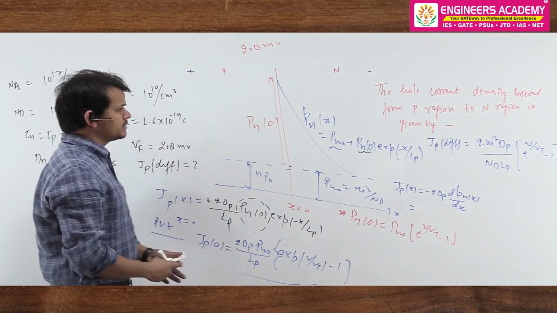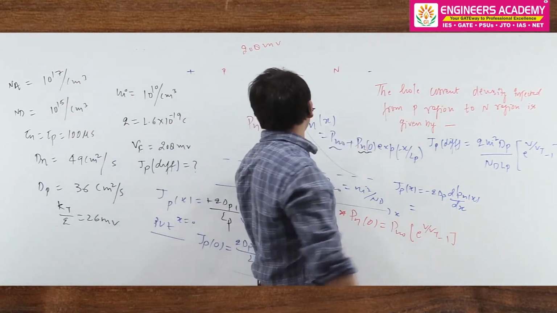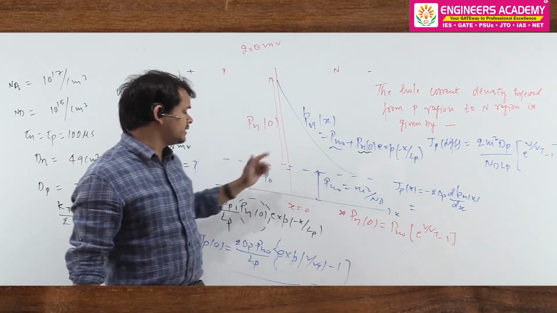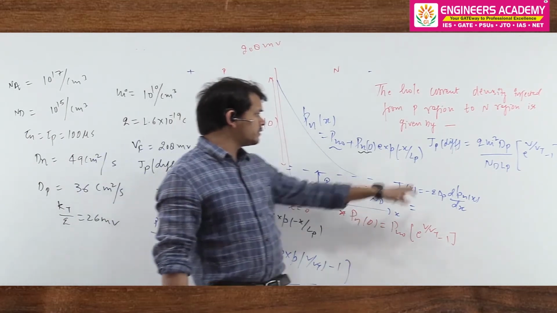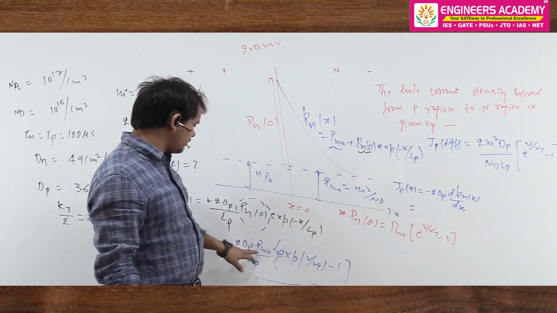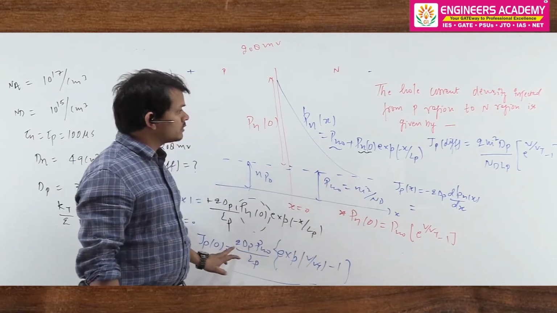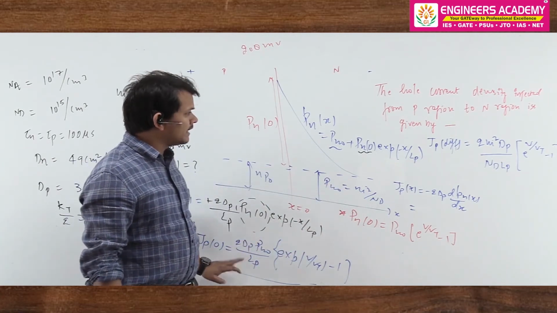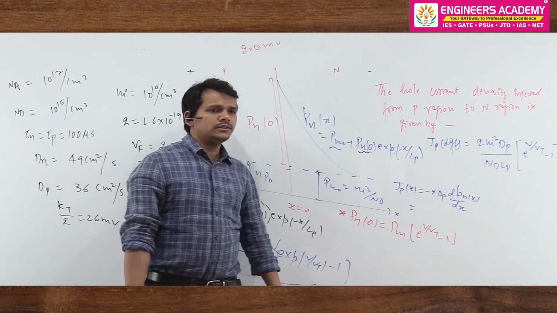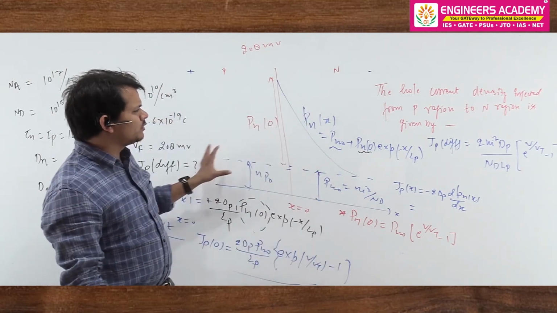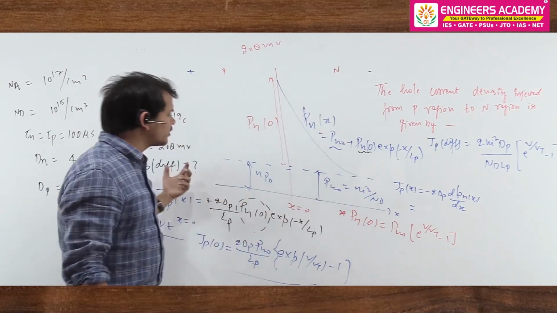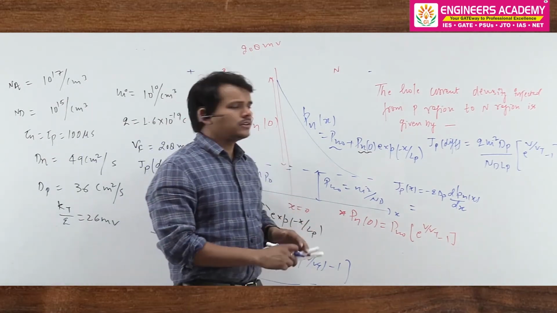You can say it this way: the current which is just injected from P region to N region is what? Jp of 0 is equal to Q dp, and Pn naught is just Ni square upon Nd. So Q dp Ni square upon Nd and Lp, e to the power V by Vt minus 1. So this is the mathematics. If you don't know the formula, we can just derive it, no problem, which is not a big deal, which is very easy to solve.